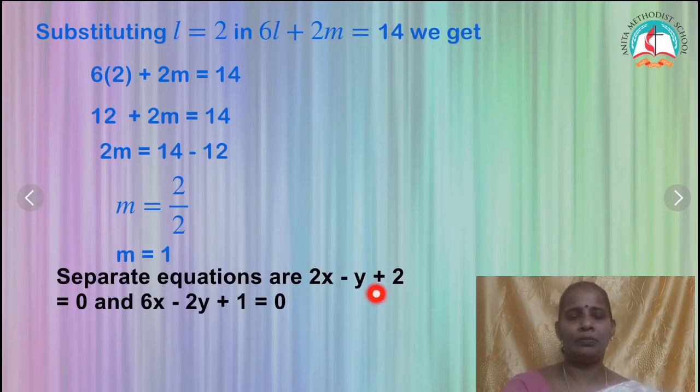Therefore the separate equations are what? 2x minus y plus 2 is equal to 0, and the other equation is 6x minus 2y plus 1 is equal to 0. Substitute in the place of L and m. Clear, all of you children?